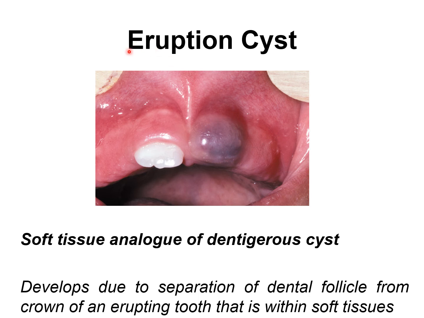Hence, eruption cyst is a soft tissue counterpart of classical intraosseous dentigerous cyst, and it develops due to separation of dental follicle from the crown of an erupting tooth that is within the soft tissues, and it may present as a swelling with a bluish tinge around an unerupted tooth, and the treatment is fairly straightforward. A small nick in the gingival tissue with a scalpel will drain the fluid and allow the tooth to erupt.